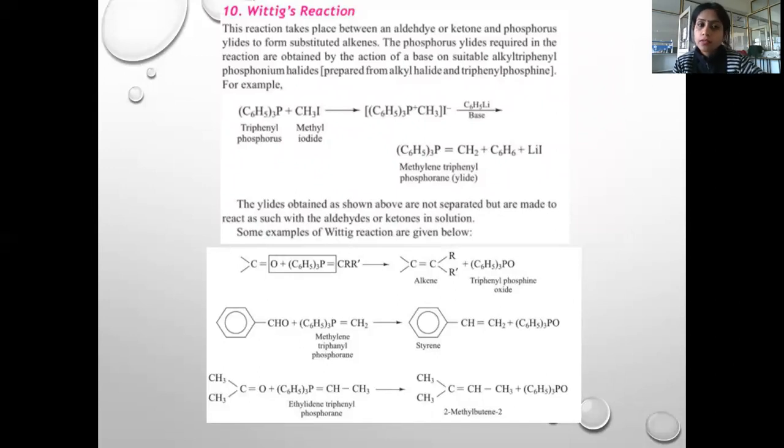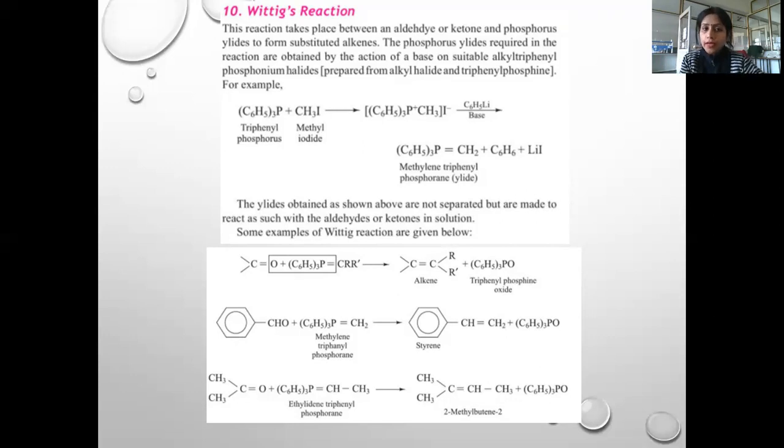Next reaction is the Wittig reaction. So it is a very common reaction. It involves the use of the phosphorus ylide. So what happens is that in the first step, the phosphorus ylide itself forms. This reaction is basically a reaction of an aldehyde or ketone and this phosphorus ylide to give a substituted alkene.